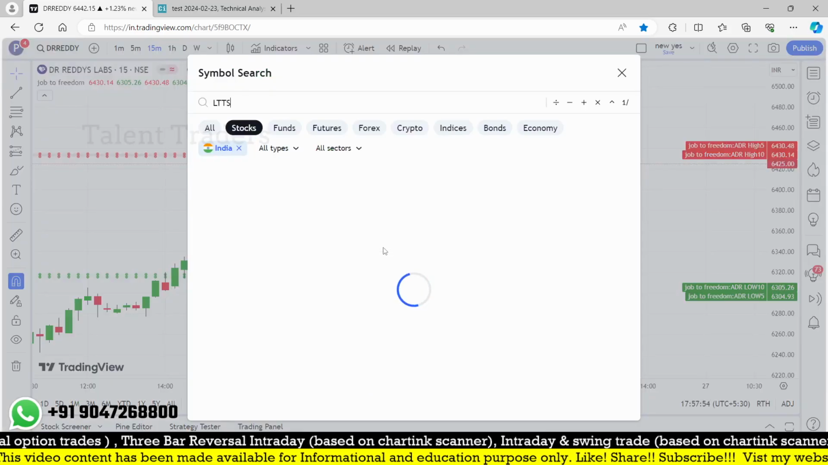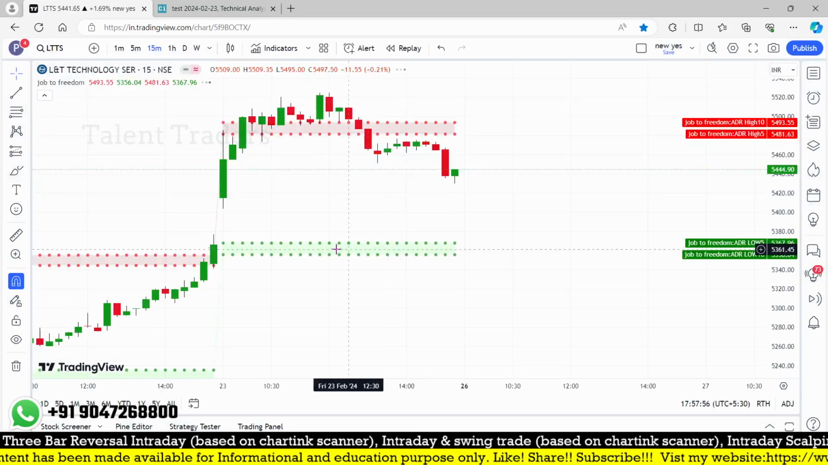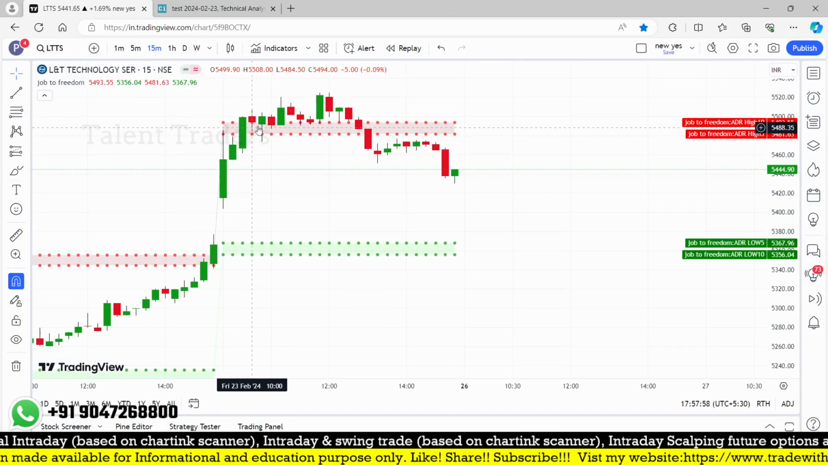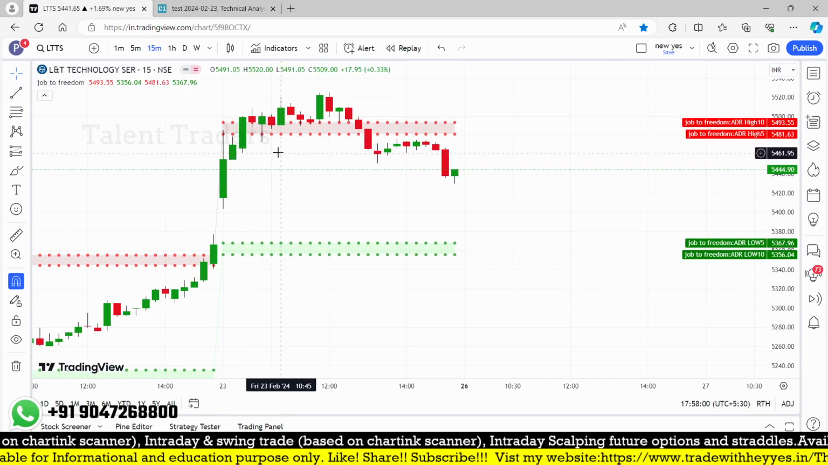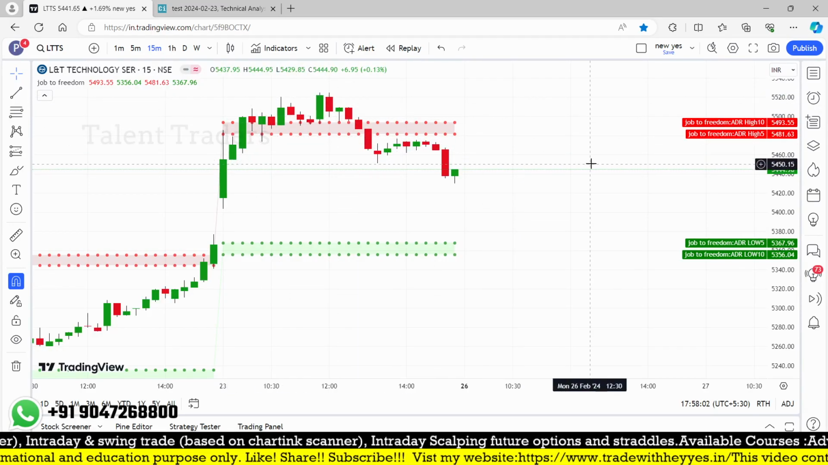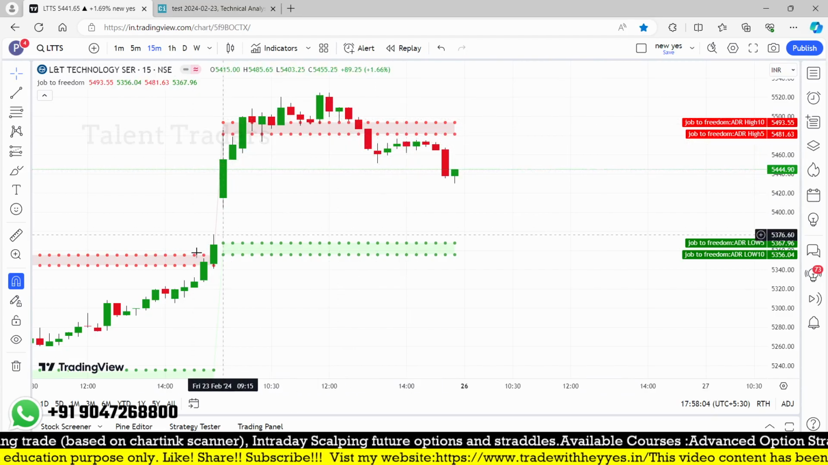So LTTS on the third candle. This is what is happening on the third candle: the breakout, and the low of that particular candle should be the stop loss. It is also giving you some movement, and after that, it triggers your stop loss.